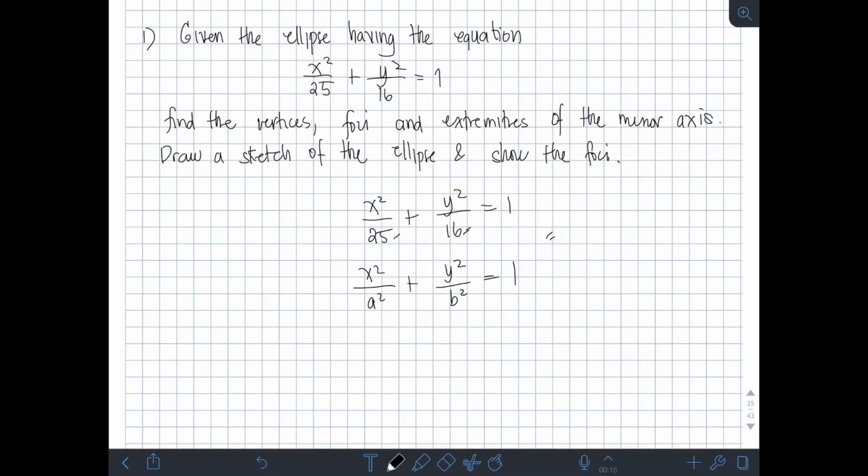So, therefore, ang expect nating itsura nito is mas malapad siya horizontally, kasi yung a mo is nasa under the denominator nung x squared. So, therefore, pag sinolve natin si a, equate natin yung a squared sa 25. So, a is equal to 5, right? And then, for b, equate natin yung b squared sa 16. So, b is equal to 4.